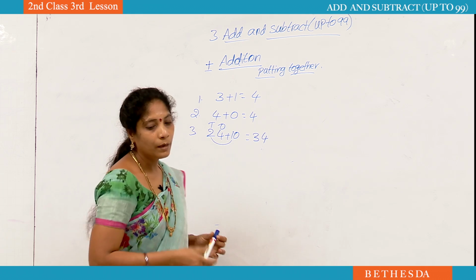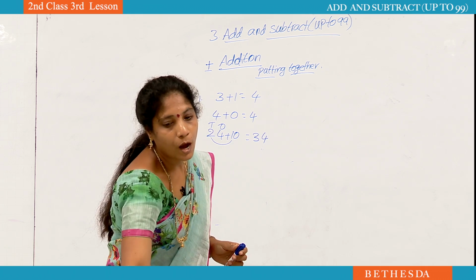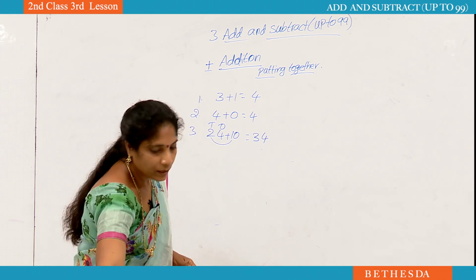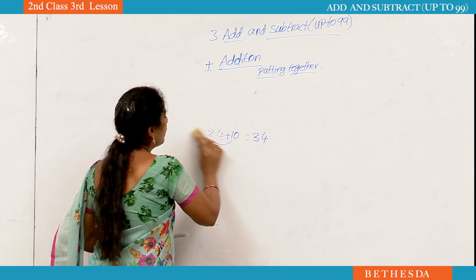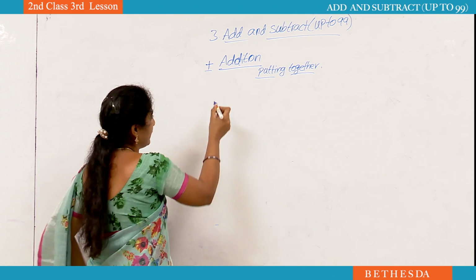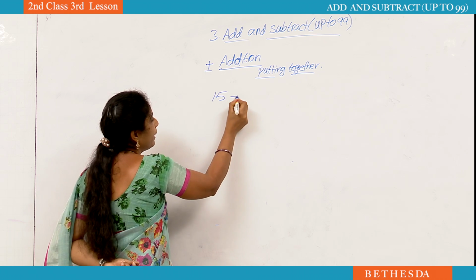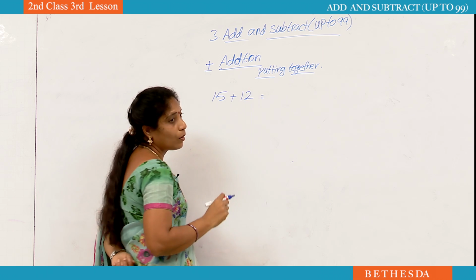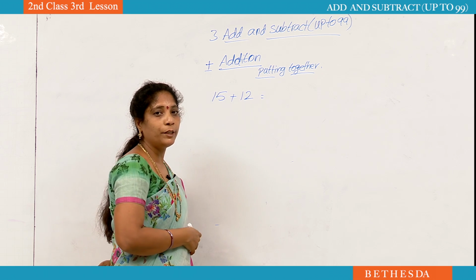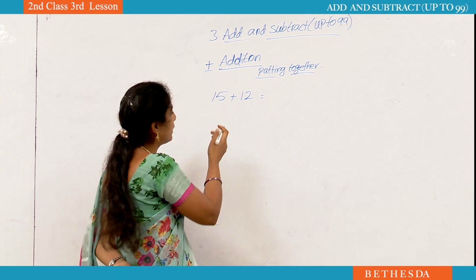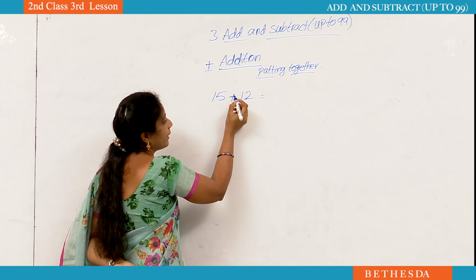See here. Now we are going to learn how to do additions. Now I have 15 chocolates. My friend gave me 12 more chocolates. Now how many total chocolates are there with me? For that we have to do addition. This is the addition fact.